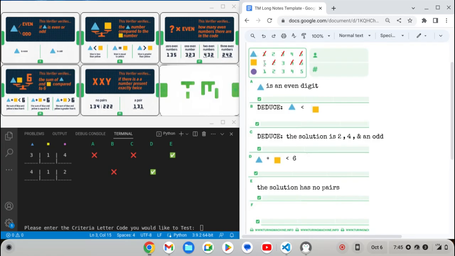Okay, so if triangle is to be less than square, I don't think square could be 1. Yeah, because if square were 1, there wouldn't be anything smaller for triangle to be. So that means that we have 3 for square. And of course, the sum has to be less than 6. So it can't be a 4 for triangle. And so that would lead to 2, 3. But because there are no duplicates, that means that circle's forced to be a 4. So that means that our solution is 2, 3, 4.